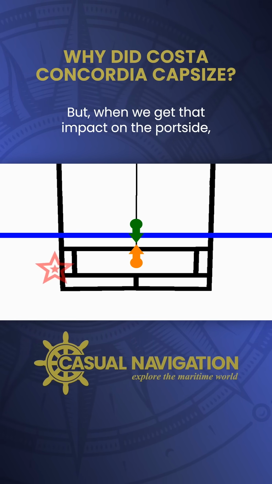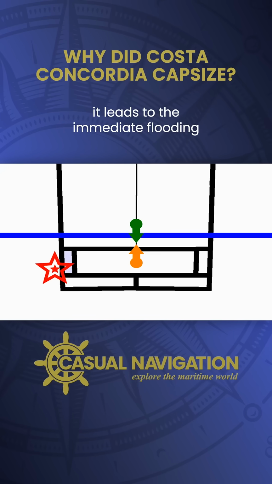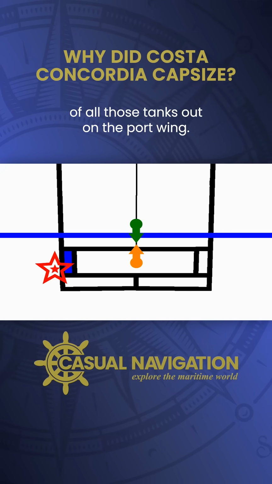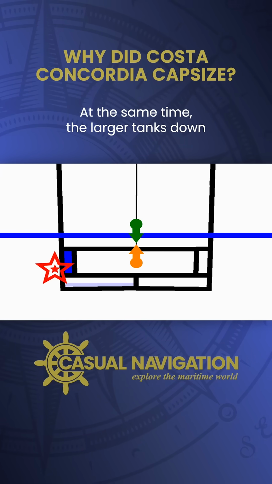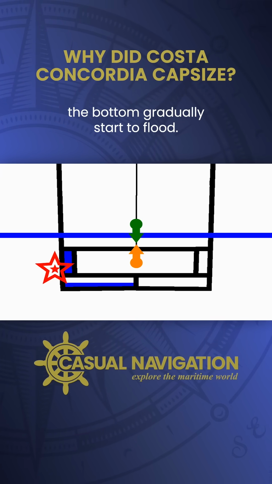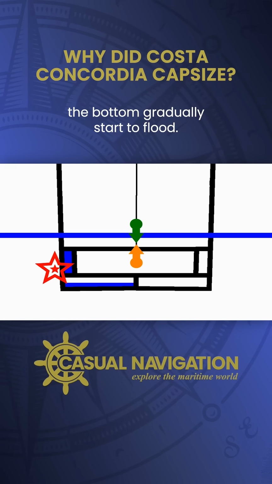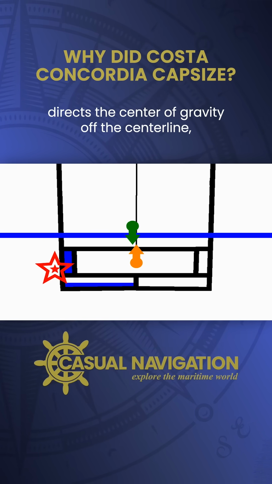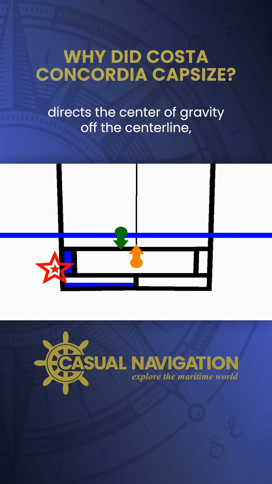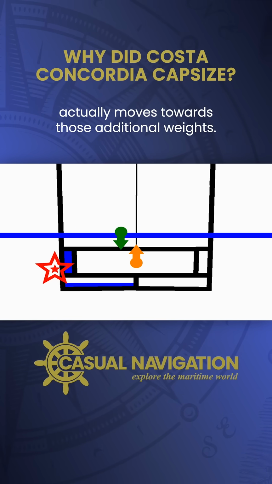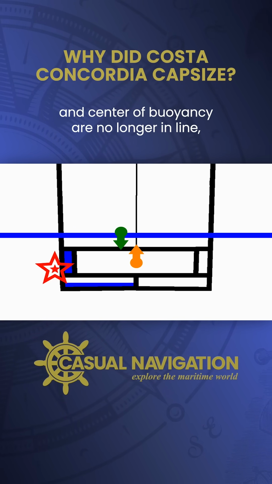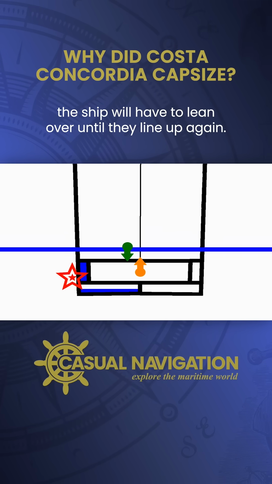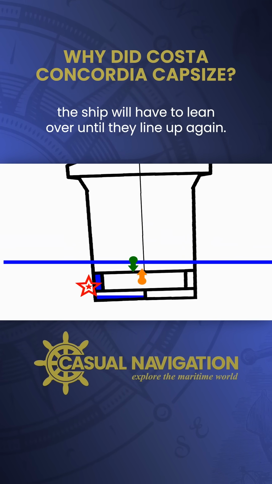But when we get that impact on the port side, it leads to the immediate flooding of all those tanks out on the port wing. At the same time, the larger tanks down the bottom gradually start to flood. All this additional weight drags the centre of gravity off the centre line. It actually moves towards those additional weights. Once the centre of gravity and centre of buoyancy are no longer in line, the ship will have to lean over until they line up again.